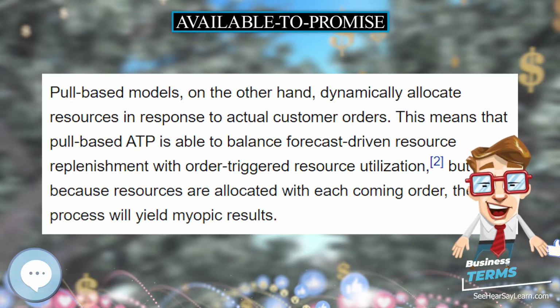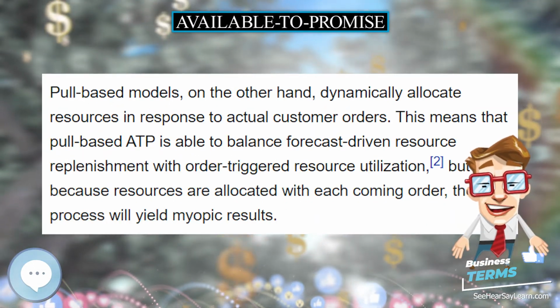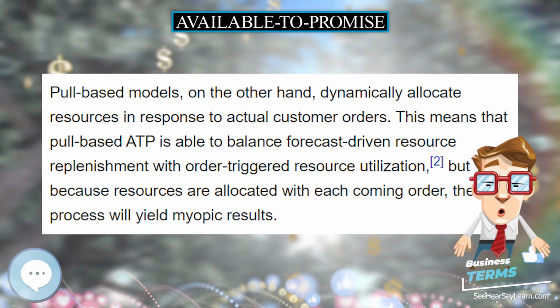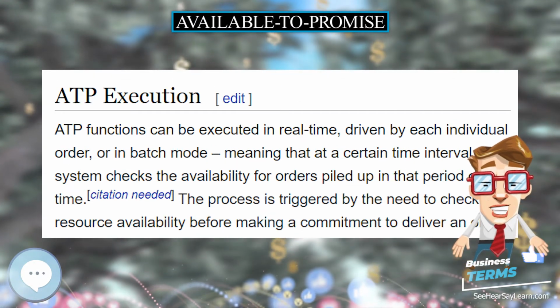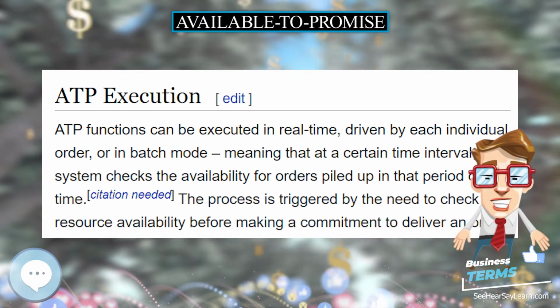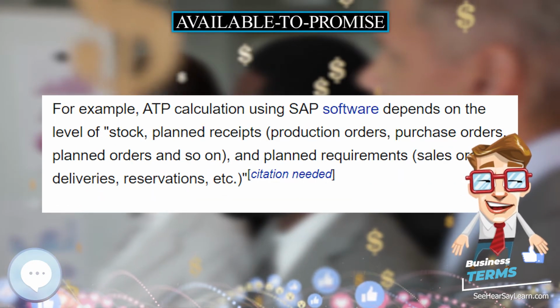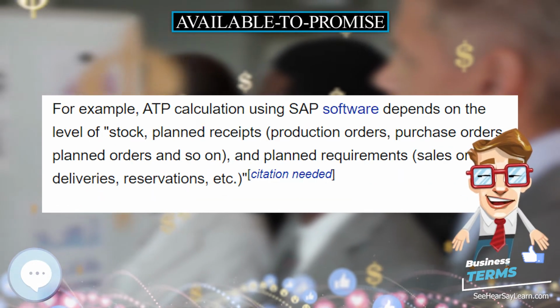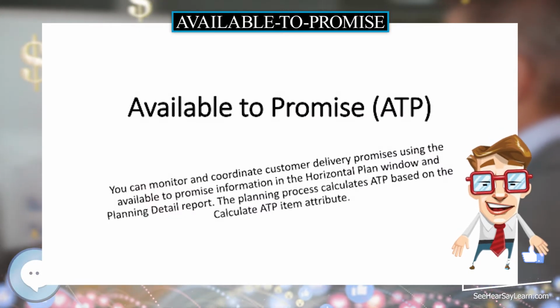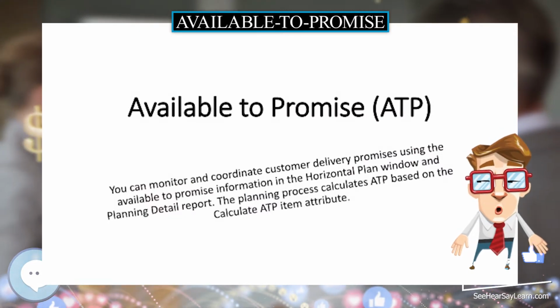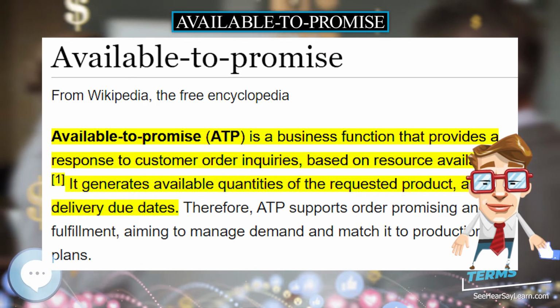Pull-based models, on the other hand, dynamically allocate resources in response to actual customer orders. This means that pull-based ATP is able to balance forecast-driven resource replenishment with order-triggered resource utilization, but because resources are allocated with each coming order, the process will yield myopic results.